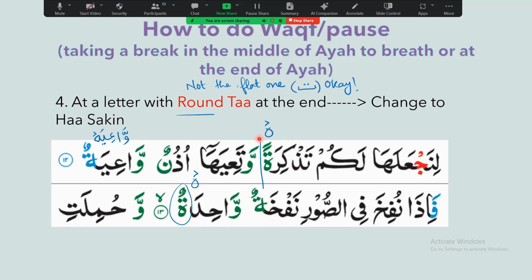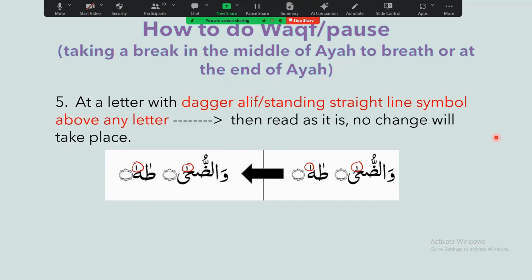Otherwise, you will just skip the sound of it. So when we say tadhkirah, ra with ha sakina, rah, right? So you have to make it prominent.